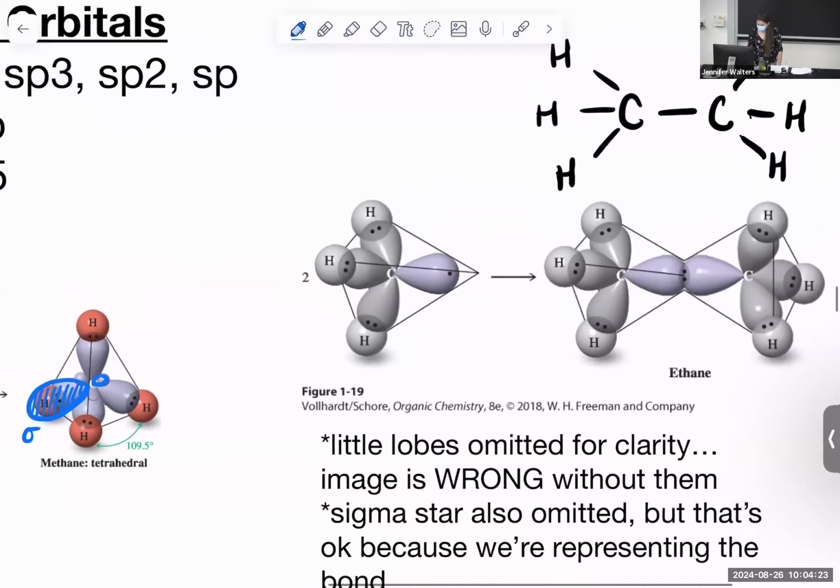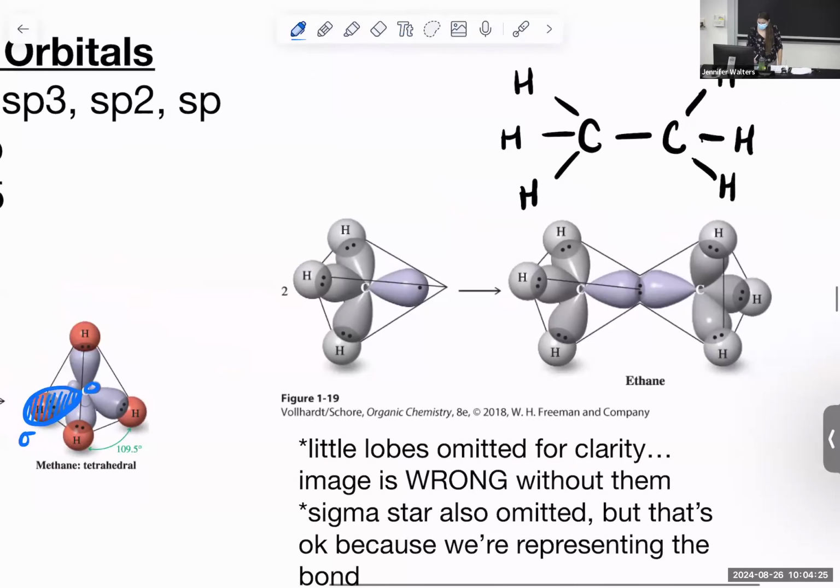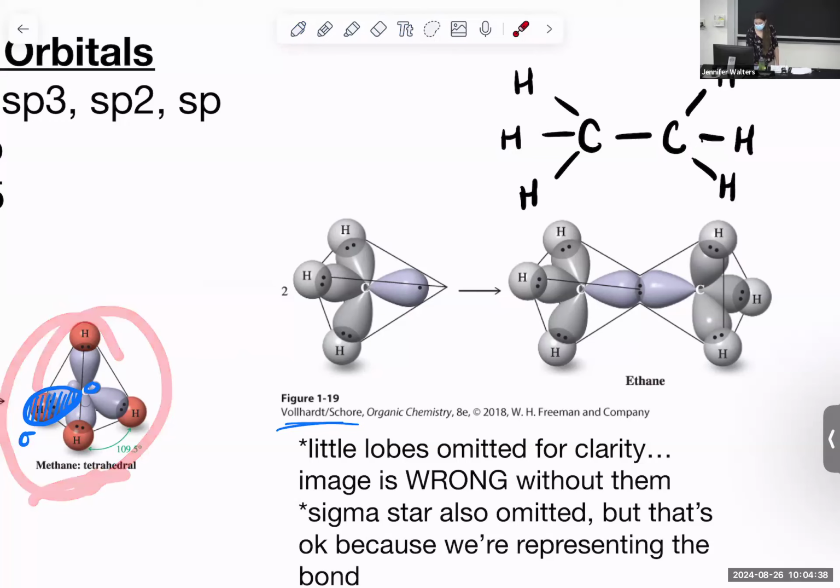When we draw our structures, frequently in even our book, the Wade and Simek, the little lobes will be omitted for clarity just to make it a little bit easier, because seeing this kind of gets a little bit messy. So in the books, they will omit the little lobes for clarity. If they don't say that, if that is not actually explicitly written, the image is wrong. It is not correct. You must have the little lobe in order to accurately depict the molecule.